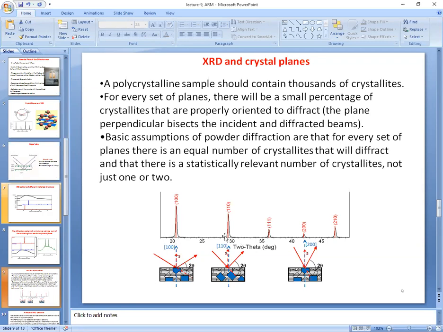Similarly, if you see this plane, this is 110. This is basically the Miller indices of a crystal plane, the 110 plane. So it is from the 110 planes of all the crystallites. Similarly, this is from the 111 plane of all the crystallites which are coming in the way of the X-rays, and so on. So this is all about how we obtain the XRD diffraction pattern. So this is called a pattern.